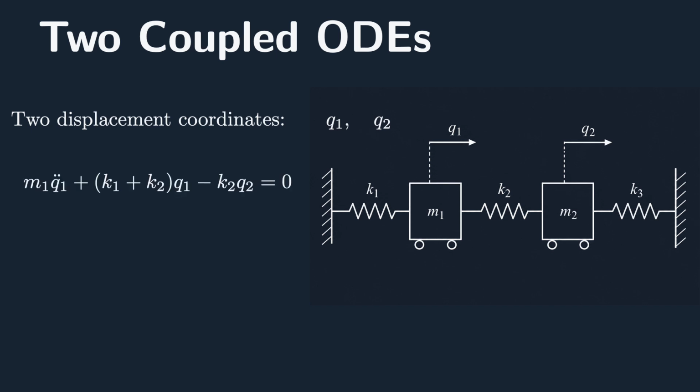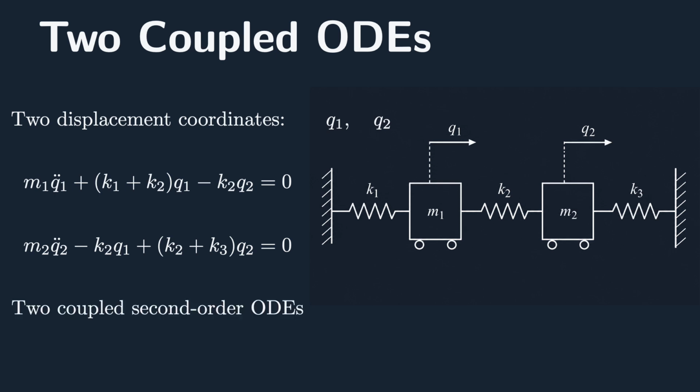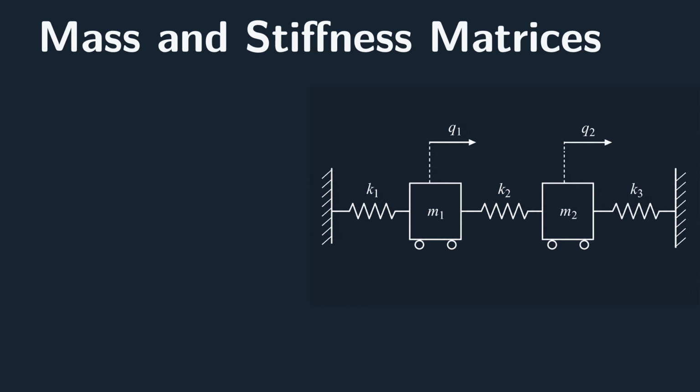The first equation describes the force balance for mass 1, and the second equation describes the force balance for mass 2. The equations are coupled because q1 appears in the second equation and q2 appears in the first equation. This coupling comes from the spring between the two masses. Before we write the system in matrix form, it is worth noticing that we have two coordinates and two second order ODEs. The two scalar equations from the previous slide can be collected into matrix form.